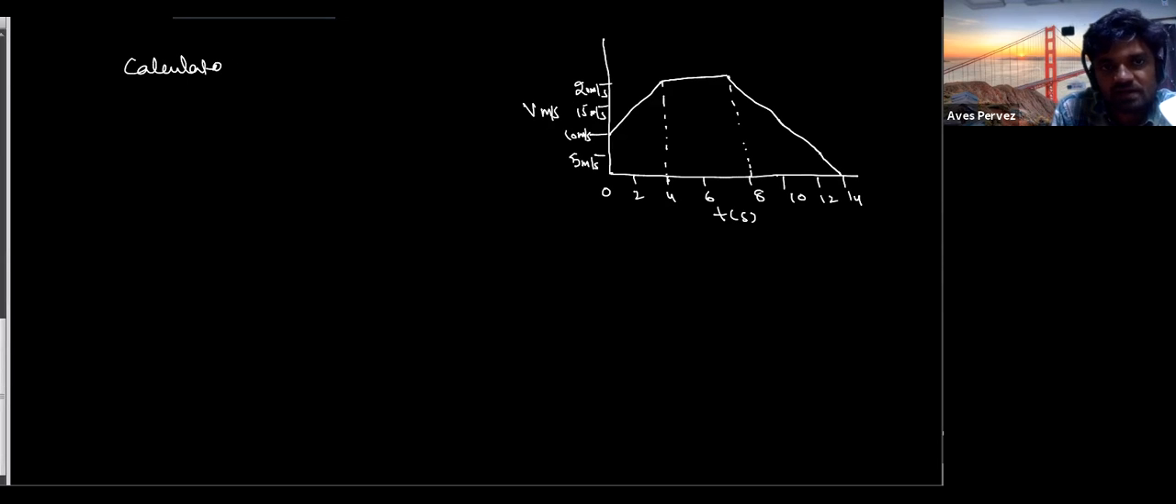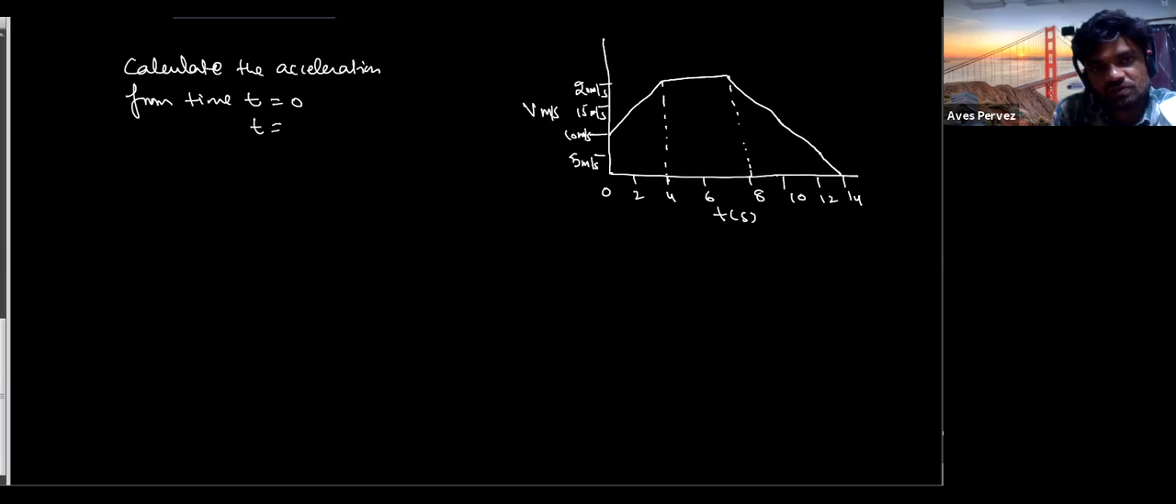So tell me, calculate the acceleration from time t equals 0 to t equals 4, or you can write from time 0 to 4 seconds. Calculate the acceleration from time 0 to 4 seconds.